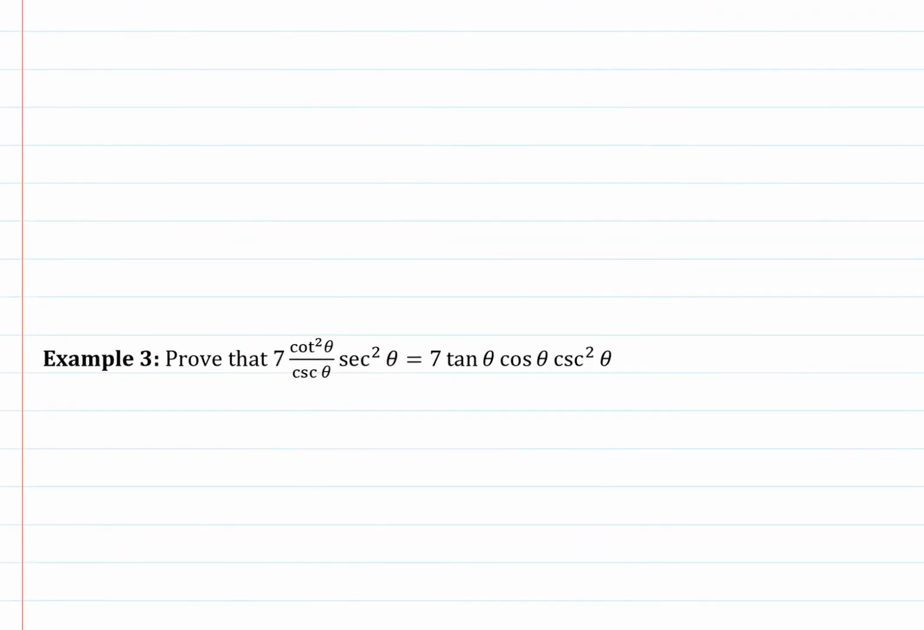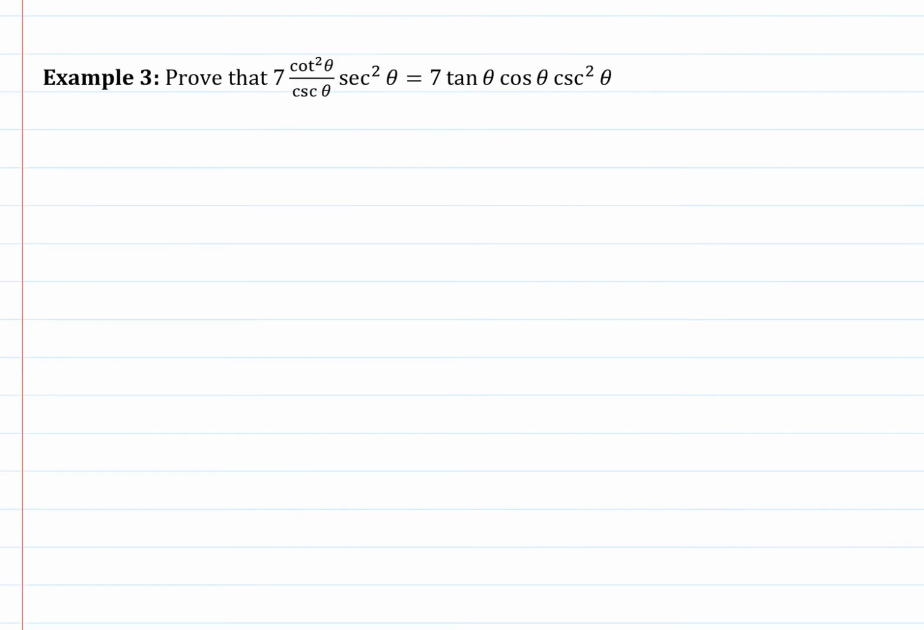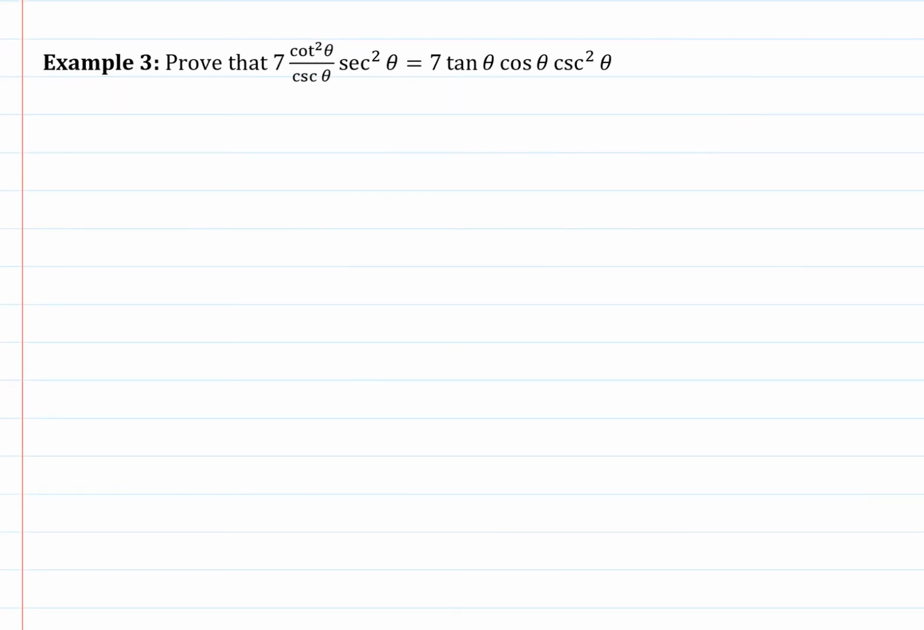Okay, one more example for you today. Let's take a look at this equation: 7 times the cotangent squared theta over cosecant theta times secant squared theta is 7 times the tangent of theta times the cosine of theta times the cosecant squared theta. Woo, this one's a little bit messy. So it looks like there's stuff you could do on either side of the equation. Start wherever you wish. I'm going to start on the right-hand side.